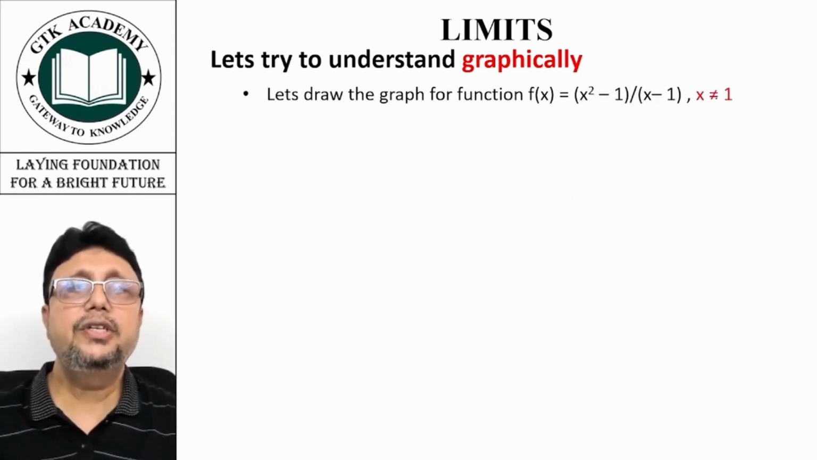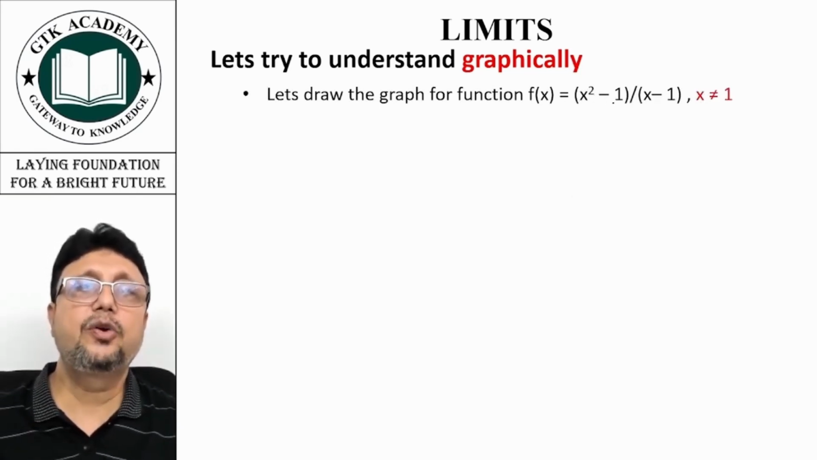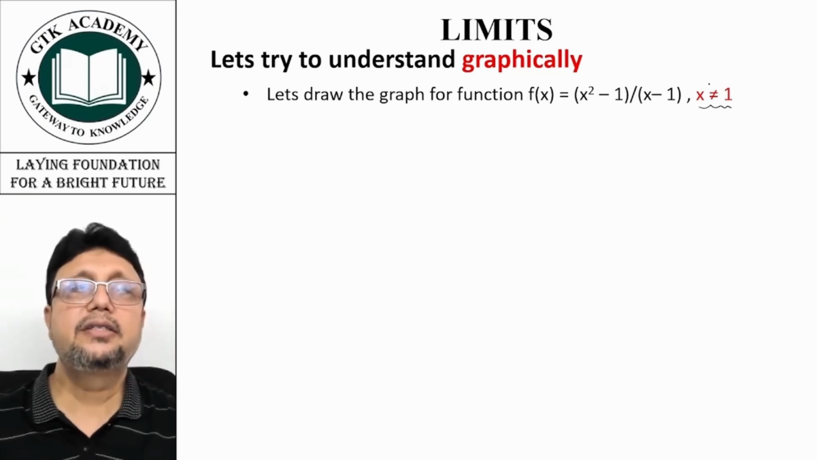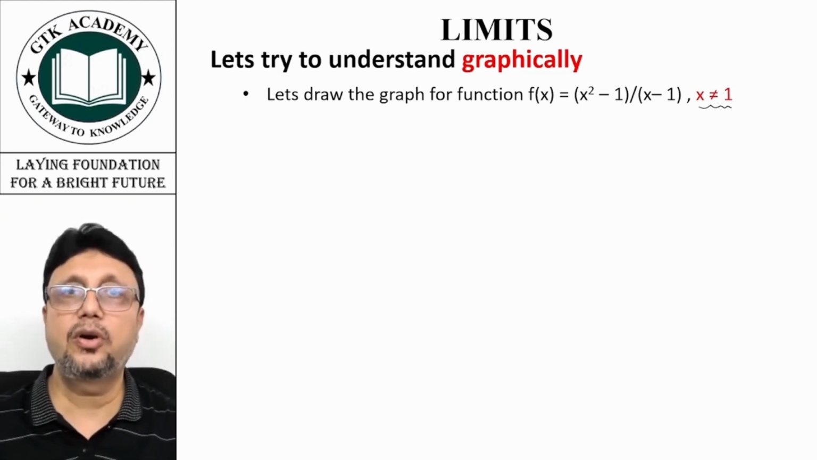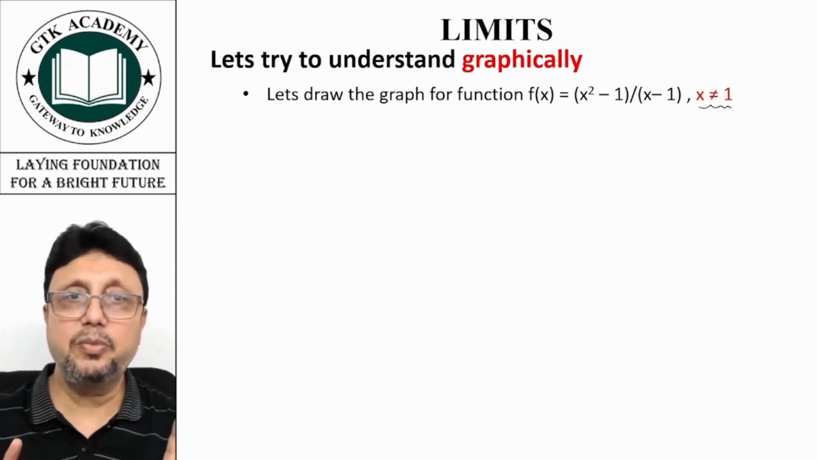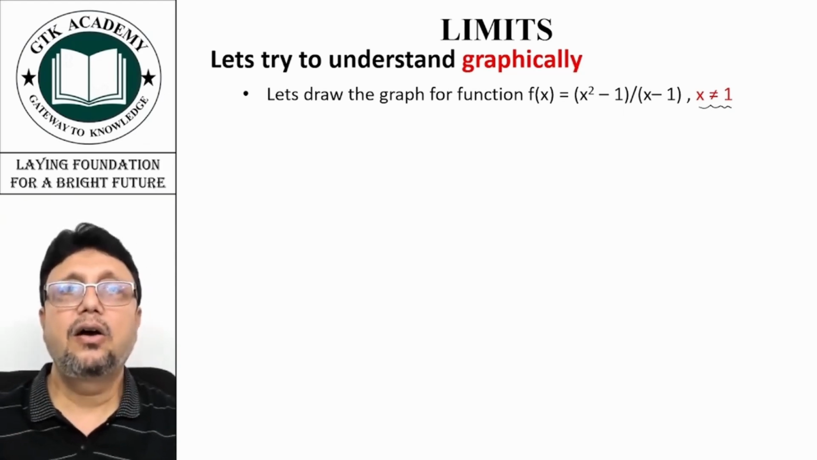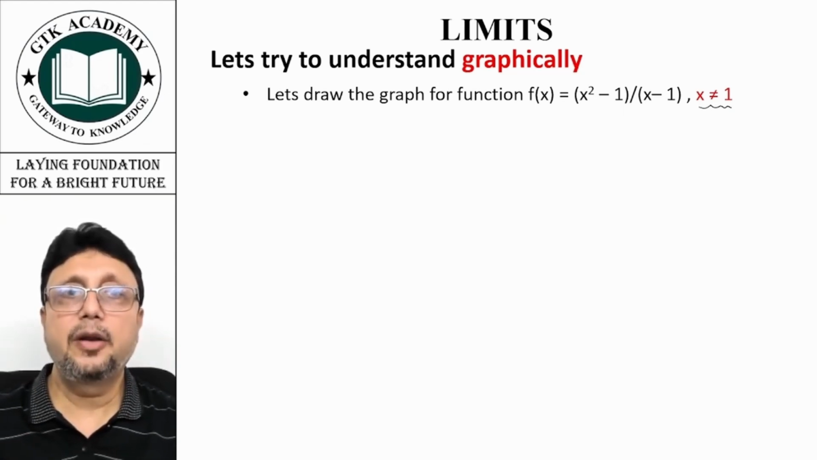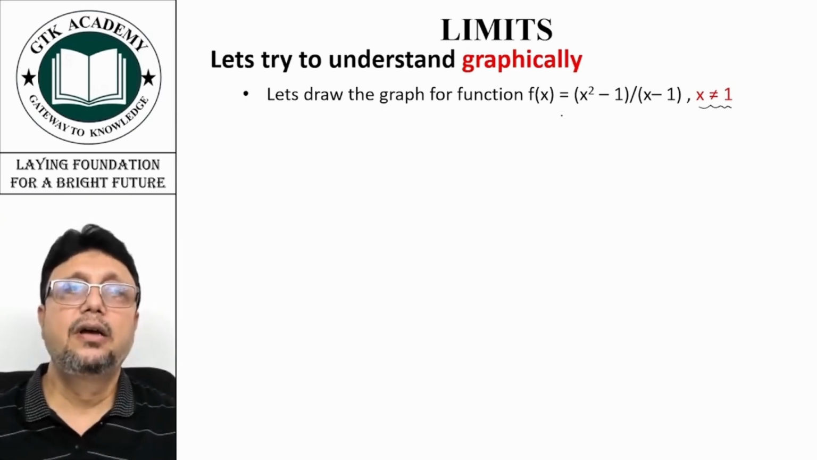Now you can see here I have written fx is equal to x square minus 1 upon x minus 1, x is not equal to 1. So this function is valid till x is not equal to 1. Otherwise at 1 it assumes indeterminate form. Earlier I had not written x is not equal to 1, but now since I have explained to you the idea of indeterminate form, I have written it here.